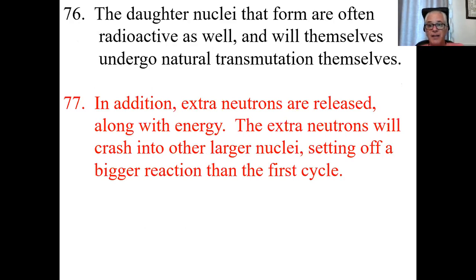Now, what splits out, the barium and the krypton, or the xenon and the strontium, those are called daughter nuclei. That's a vocabulary word, daughter nuclei. Often, usually, they are radioactive as well, and they will have to undergo natural transmutation. The extra neutrons that are released will propel this reaction along.